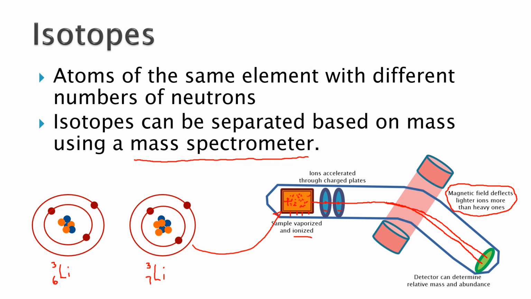So then you can tell two things once you get to the other side. You can tell the mass, or the relative mass. You can compare the mass of the particles based on how much they deflect. And you can tell the abundance. By the amount of charge that hits this sensor, you can tell the proportion, like how many were the heavier and how many were the lighter.